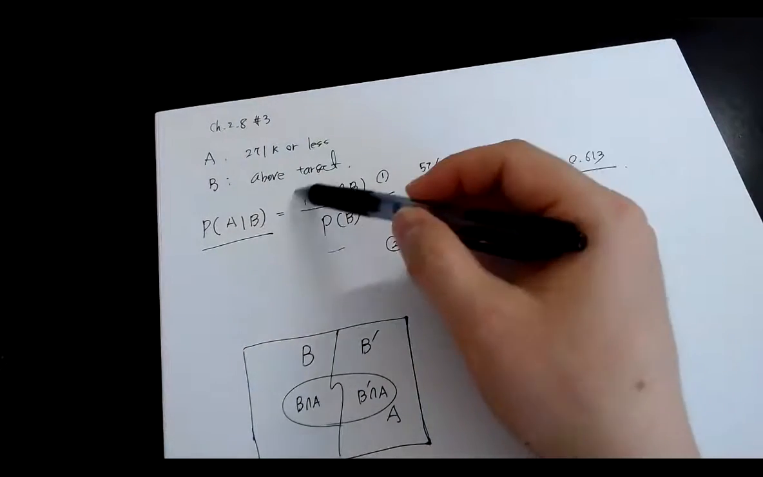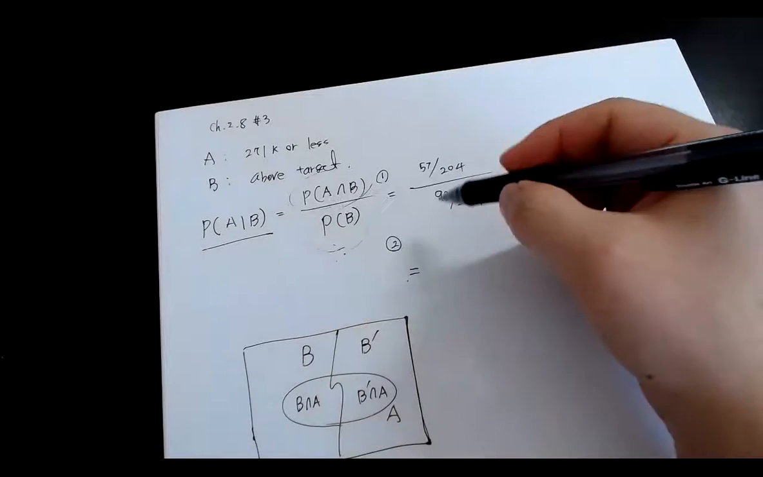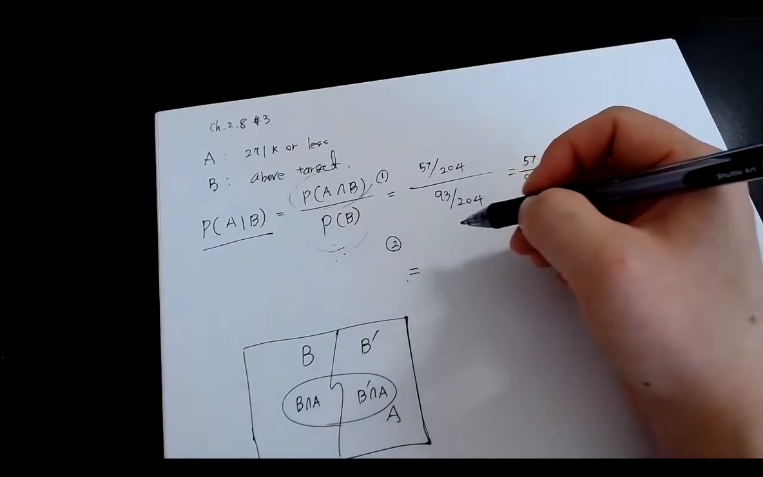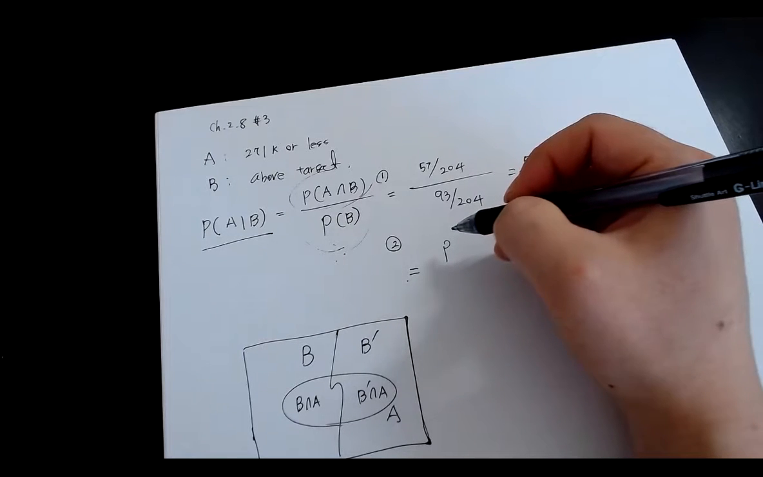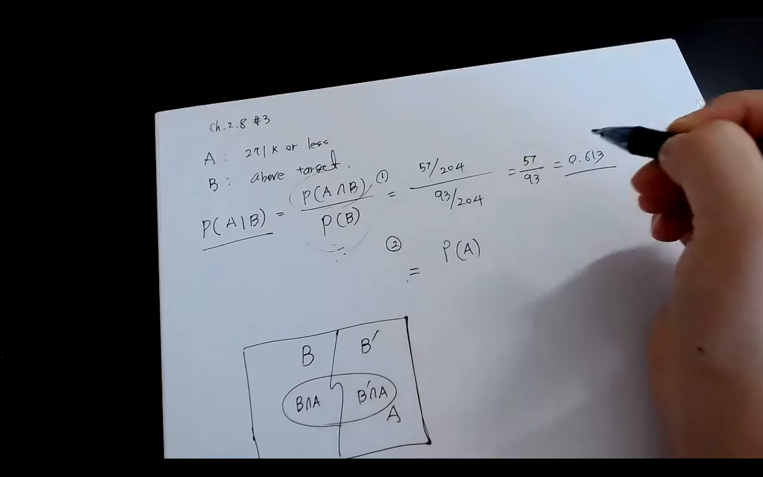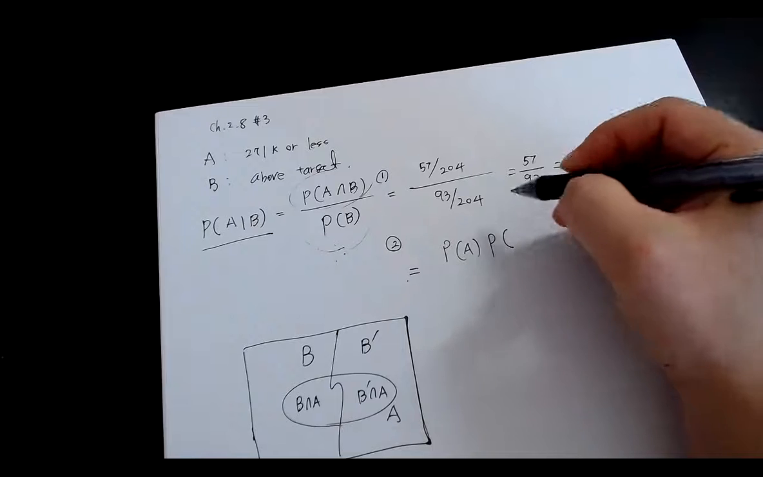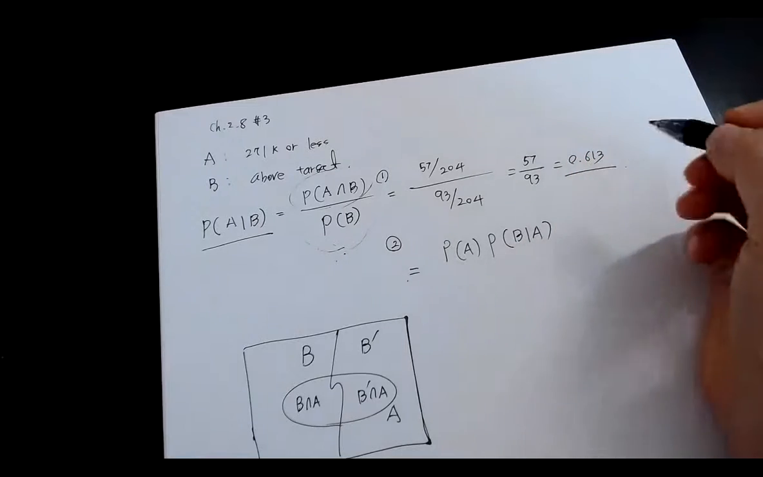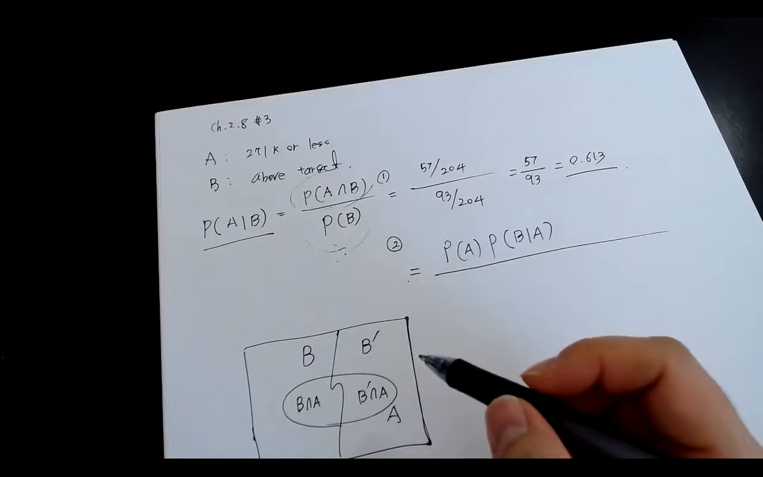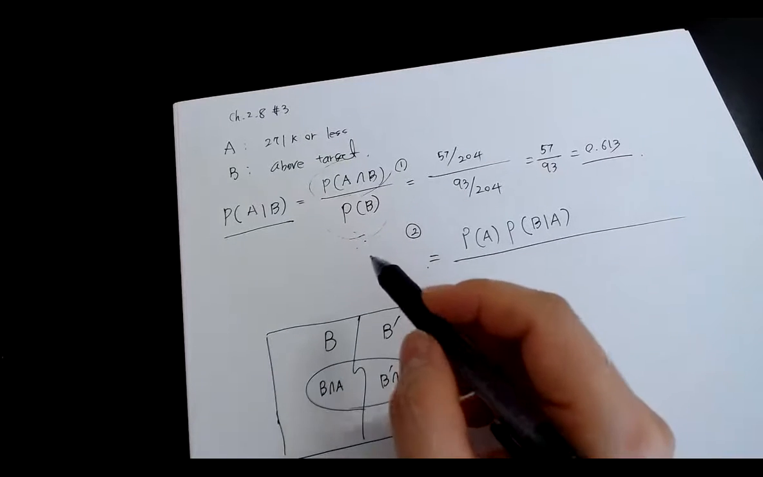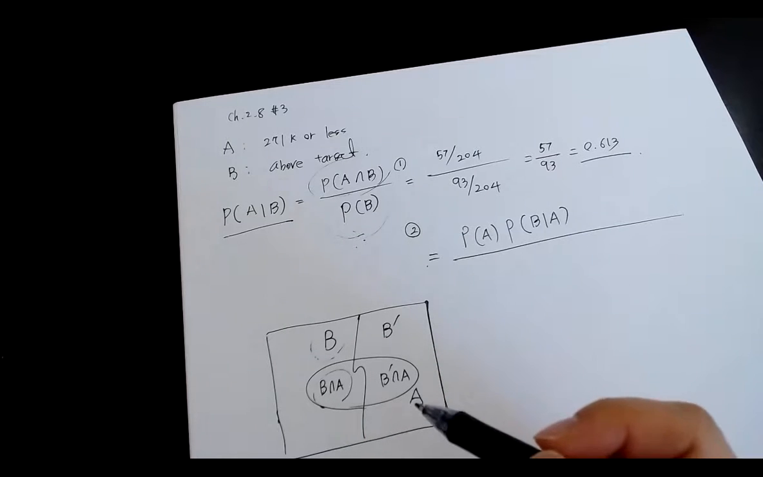Starting from the definition of conditional probability, P of A intersection B can be expressed in terms of conditional probability. P of A times P of B given A, over P of B, which can be expressed in terms of this one and this one.